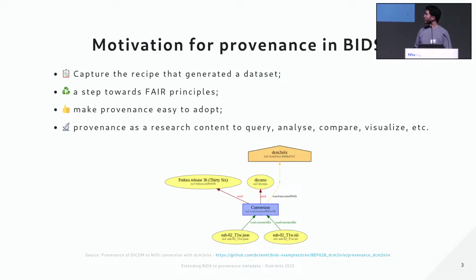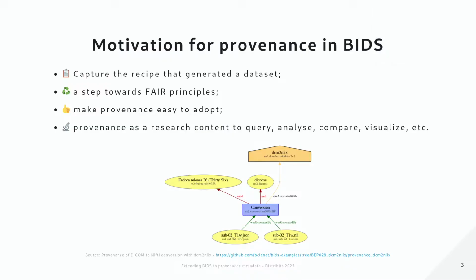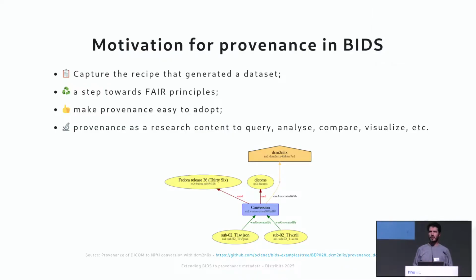But why do we want provenance in BIDS? We want to capture the recipe that generated a dataset. And we think that it's a step towards FAIR principles because it enhances the reproducibility of datasets. And of course, as it's a part of BIDS, we should make it simple and easy to adopt. But at the same time, we see provenance as a research tool that should be precise and flexible enough so that we can query it, analyze it, and so on.